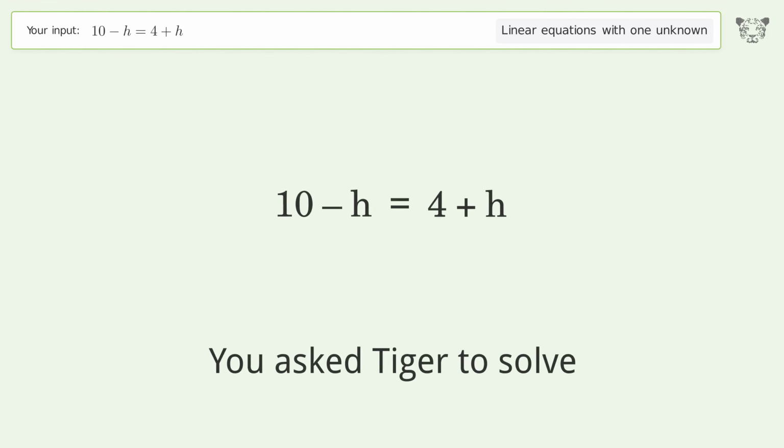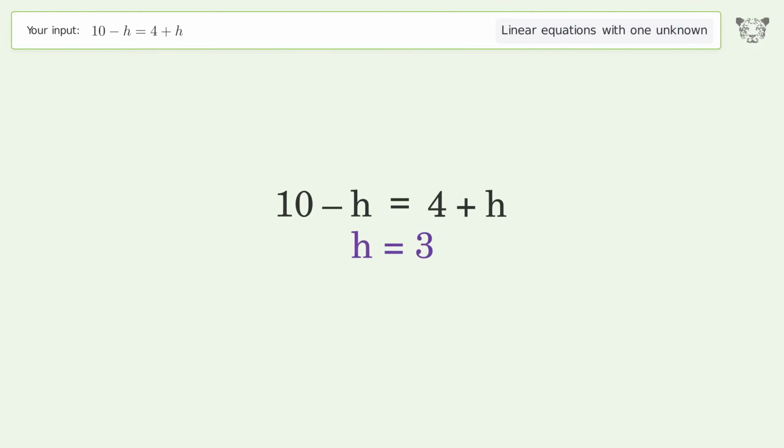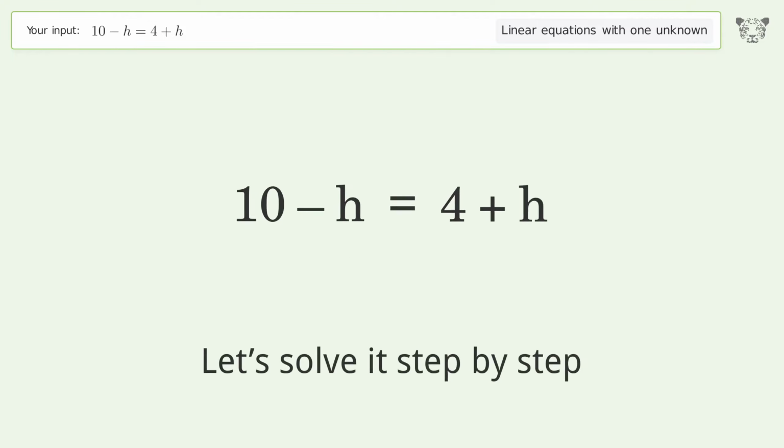You ask Tiger to solve. This deals with linear equations with one unknown. The final result is h equals 3. Let's solve it step by step.